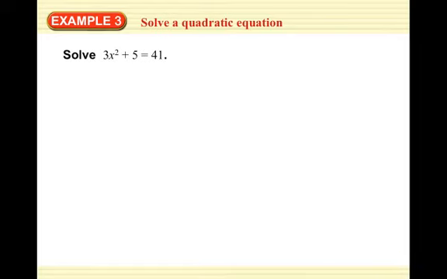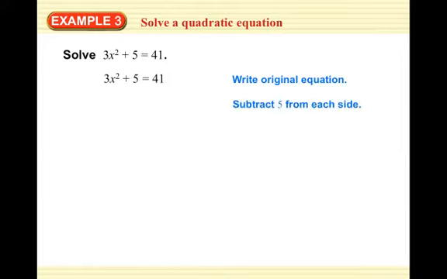So we're going to solve 3x squared plus 5 equals 41. Notice that there's no x term. We write the original equation down, and then we try to isolate the x squared. The first step toward doing that is by subtracting 5. So we'll get 3x squared equals 36, and then we need to divide both sides by 3 to isolate the x squared completely. So we get x squared equals 12.